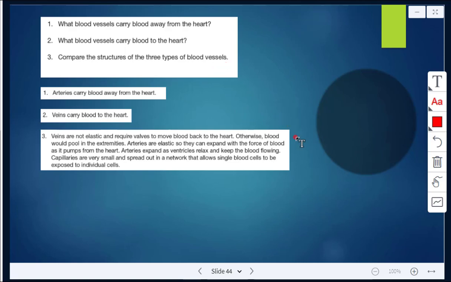Compare the structure of the three types of blood vessels. So veins, they are not elastic. They have valves to move blood back to the heart. Otherwise, blood would pool in the extremities like your legs. Arteries are elastic, so they can expand with the force of blood as it pumps from the heart. Arteries expand as ventricles relax and keep the blood flowing. And then capillaries are the very small blood vessels, and they spread out in a network that allows single blood cells to be exposed to individual cells.